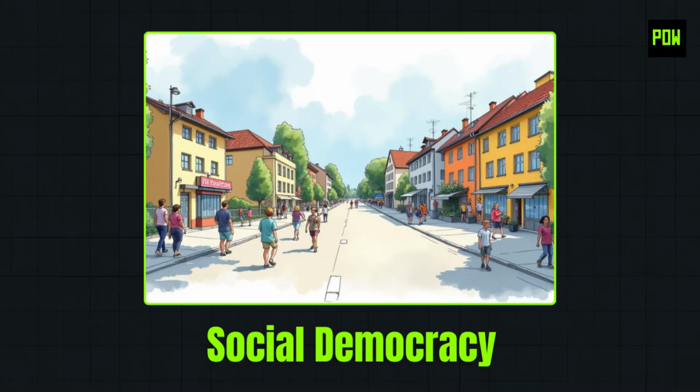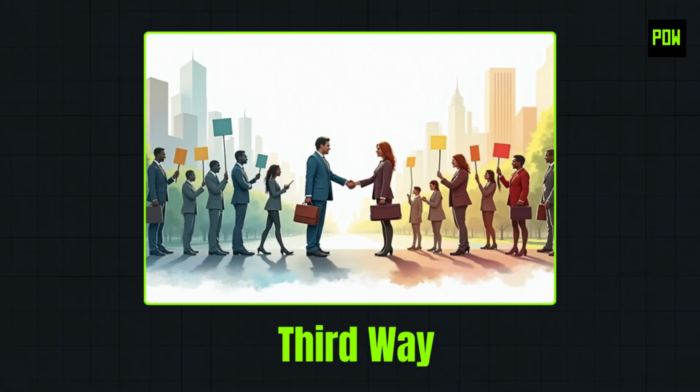16. Social democracy. Social democracy mixes capitalism with a strong welfare state. You still have free markets, but also free healthcare, education, and social safety nets. Scandinavia is a great example. 17. Third way. This is a centrist mix of right-wing economics, like free markets, and left-wing values, like social justice. It was popularized by leaders like Tony Blair and Bill Clinton.